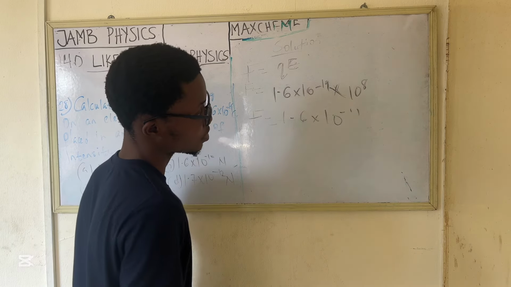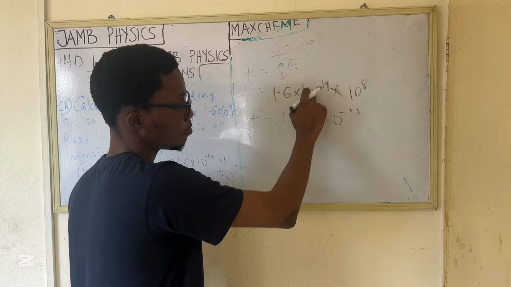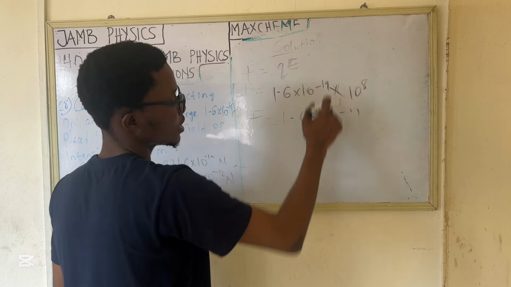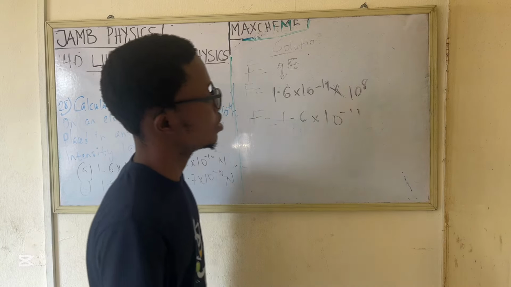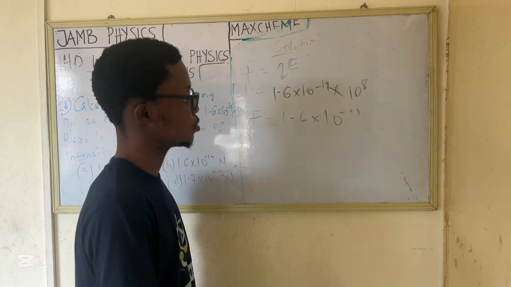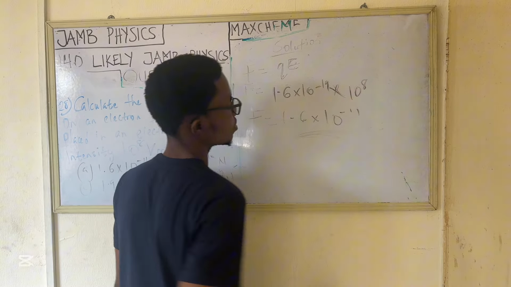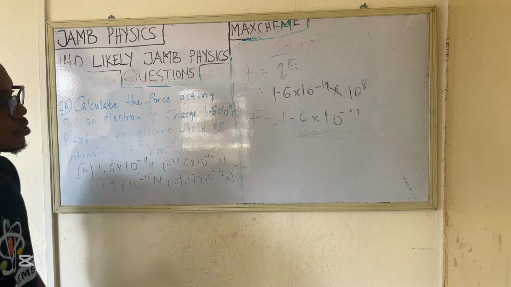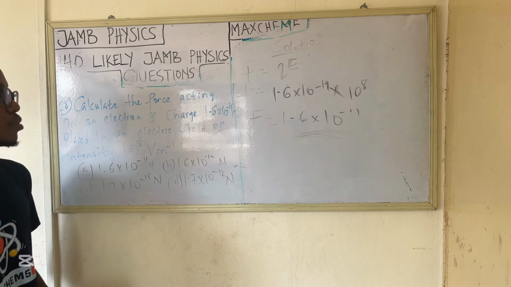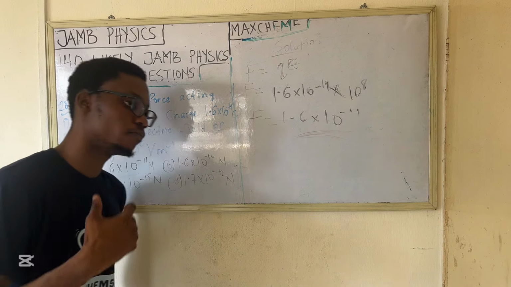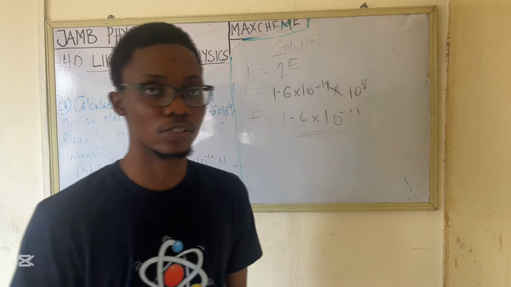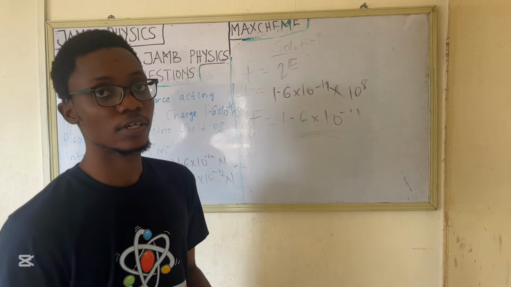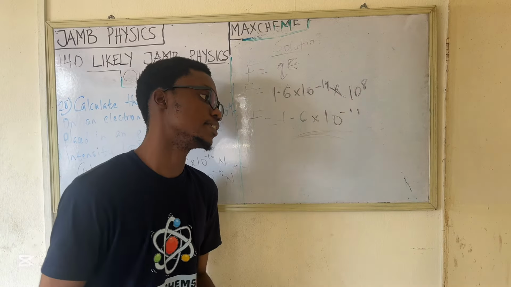How did I get my minus 11? From indices you have 10 raised to power minus 19, 10 raised to power 8. So minus 19 plus 8 gives us minus 11. So we have 1.6 times 10 raised to power minus 11. That is option A in this case. So that's how to solve force when given your field intensity and your quantity of charge. Force is equal to the product of quantity of charge and electric field intensity.